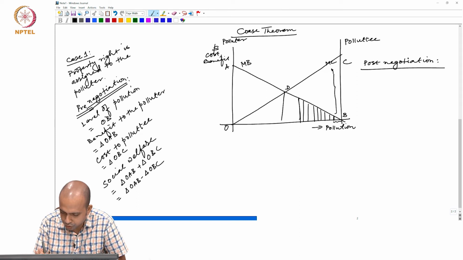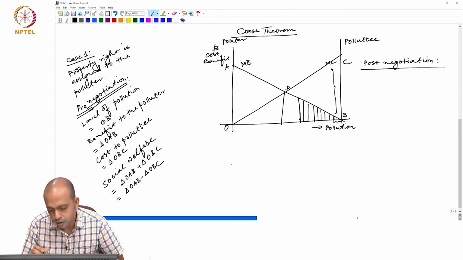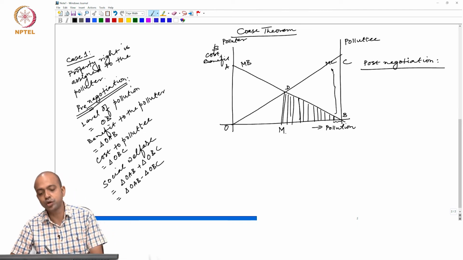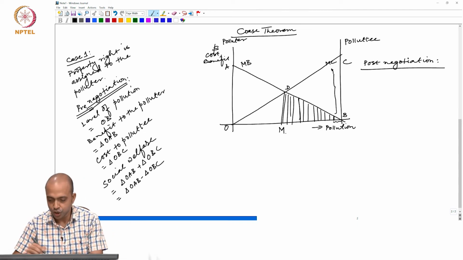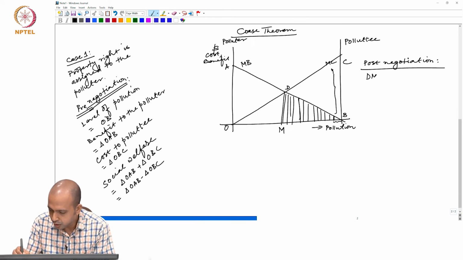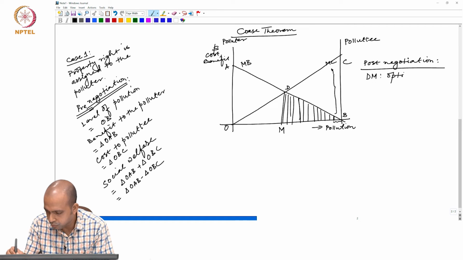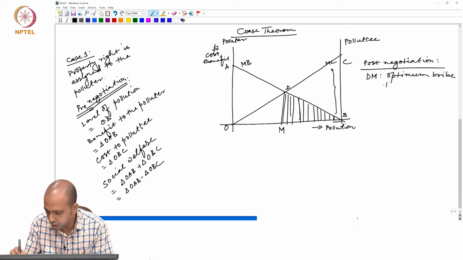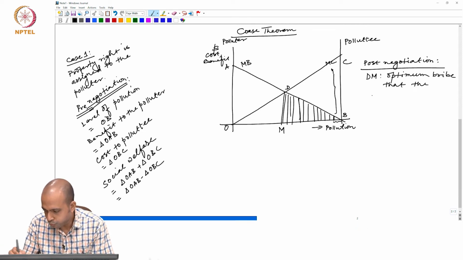So, it will stop at this point. Okay? Let us say that this is DM, wherein the bribe is equal to the cost of cleaning the pollution. So, that means DM is the optimum bribe that the pollutee is giving to the polluter.